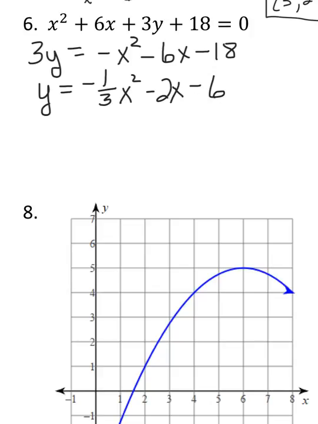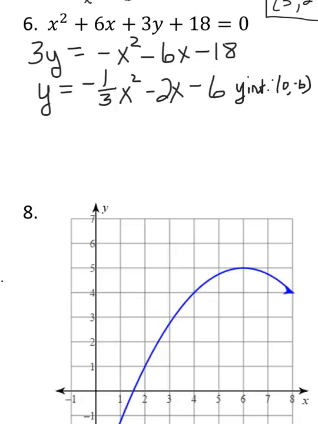Now I can find the y-intercept from here, from the standard form, just by setting x equal to 0. So when I set x equal to 0, this becomes 0, and this becomes 0. So my y-intercept is negative 6. Here I've written the y-intercept: x is 0, y is negative 6.